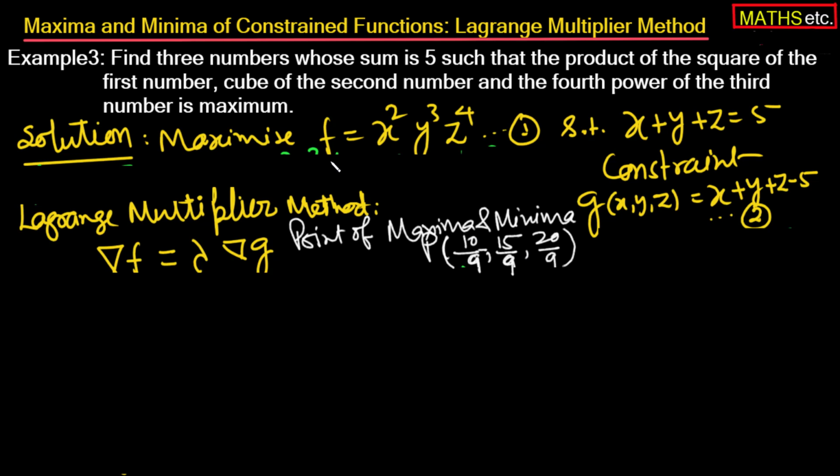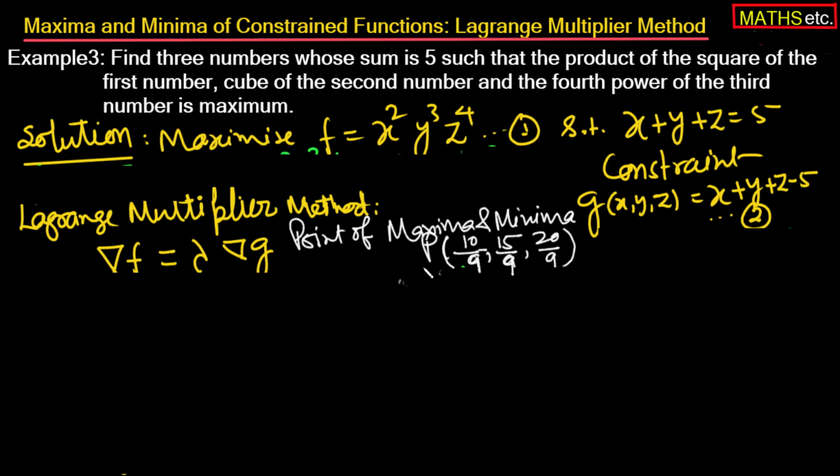Now the point at which f had greater value, that was the point of maxima, and at the point where f has a smaller value, that was the point of minima. Now in this problem we have obtained only one point at which the function either has a maxima or a minima. So then how to decide whether this is a point of maxima or a point of minima?